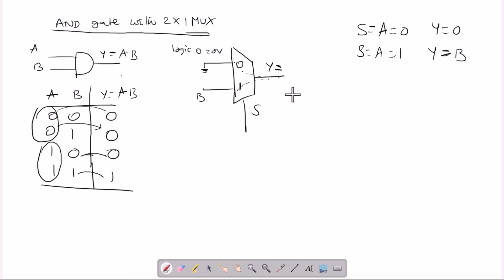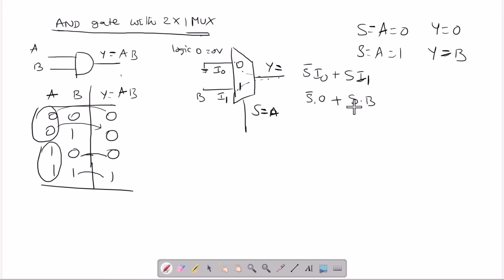If you want to justify this truth table with the logic expression, you can do so easily. Let us write this input as I0 and this as I1. The logic expression is S bar I0 plus S I1. This is the logic expression because for 0 it is S bar into I0 plus S into I1. For S equal to 0, I0 is 0, so S bar into 0 is the input given, plus S into I1, which is B here. So instead of S, we have to use A.